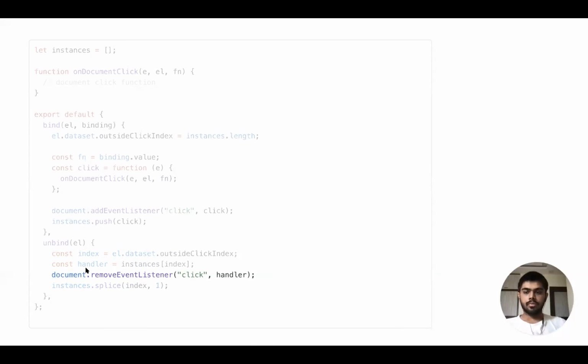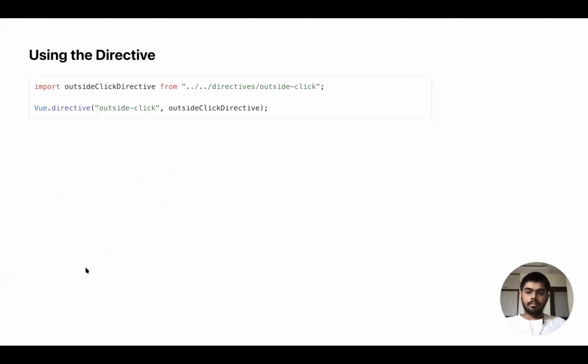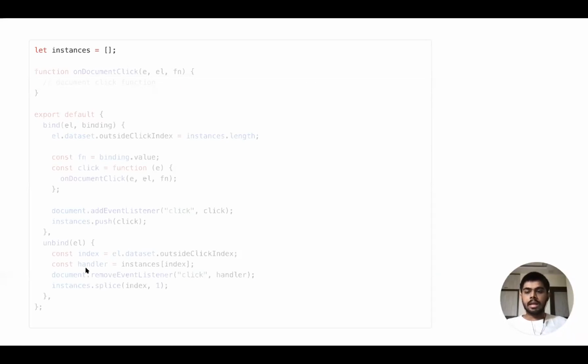So again, a quick recap. We bind, get a unique index, and push the handler to that unique index. On unbind, we get that unique index, get the handler, and remove the handler from both the DOM and the instances array. You can do more things, like adding events for touchstart for mobile devices, and those optimizations can be dealt with later. But loosely speaking, this is the exact plugin that you will need, and this works.